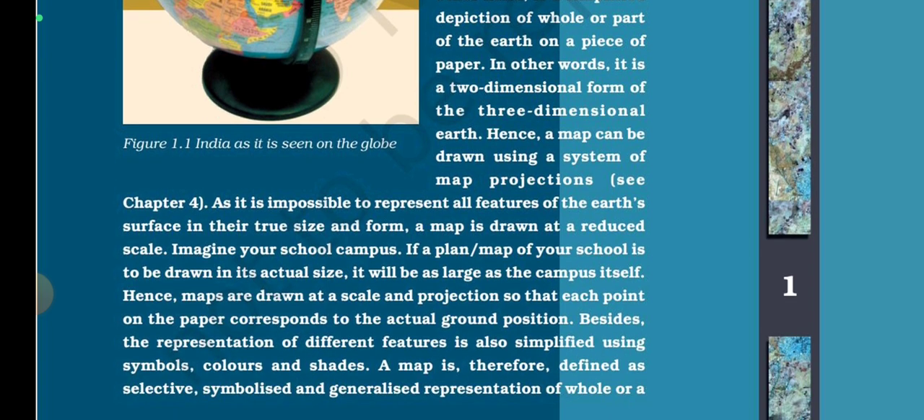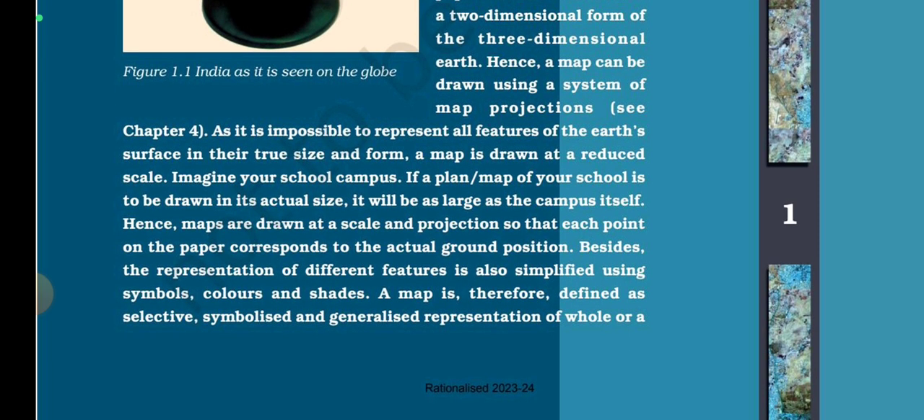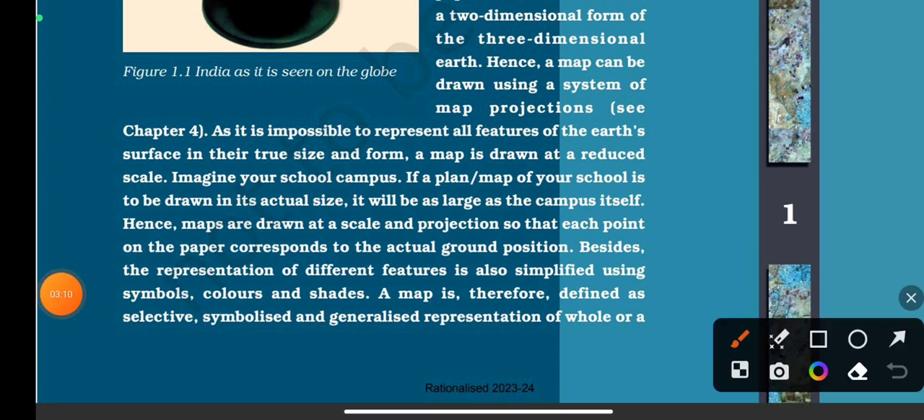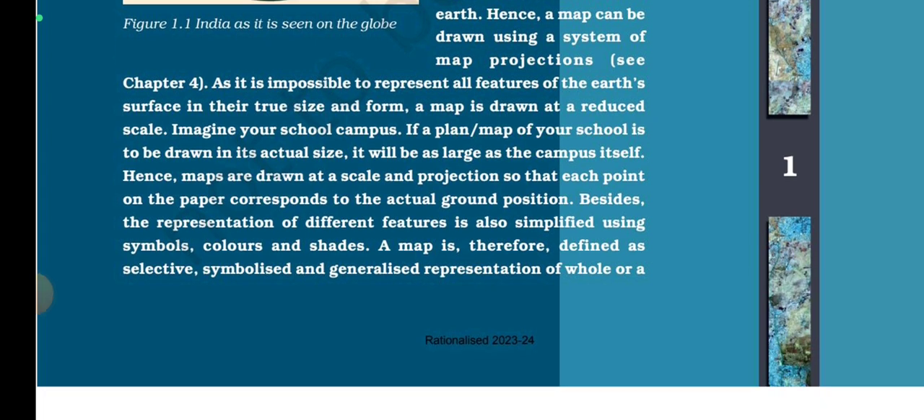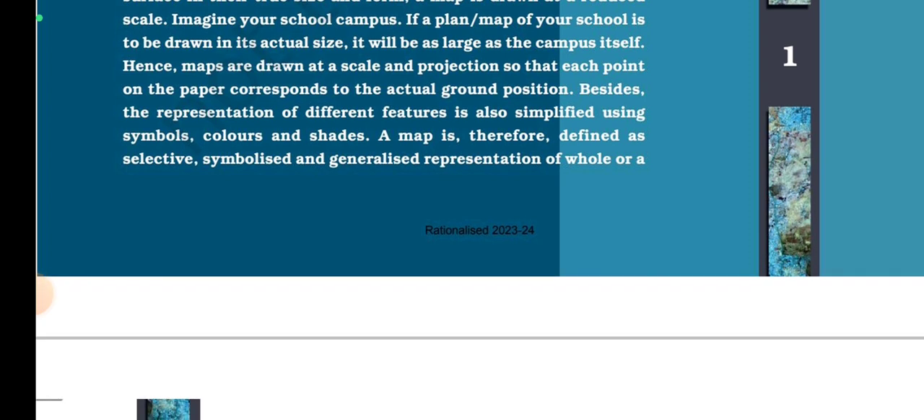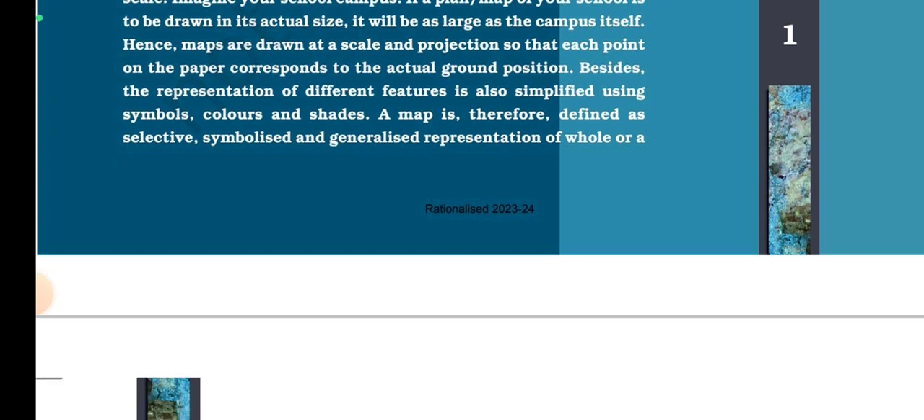As it is impossible to represent all features of the earth's surface in their true size and form, a map is drawn at a reduced scale. Imagine your school campus. If a plan or map of your school is to be drawn in its actual size, it will be as large as the campus itself. Hence, maps are drawn at a scale and projection so that each point on the paper corresponds to the actual ground position. Besides, the representation of different features is also simplified using symbols, colors and shades.